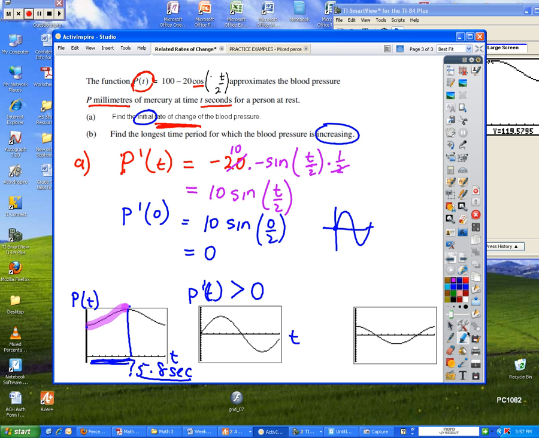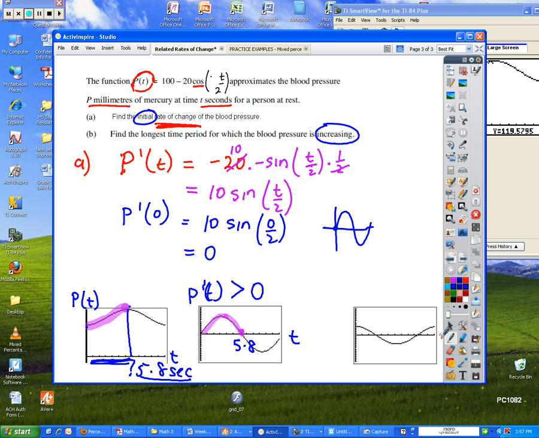So let's have a little look over here where it is greater than 0. Well, here's our P'(t) axis. Here, it's greater than 0. It's decreasing here, but it's still positive, isn't it? It's still greater than 0. So once again, we come down to this same point, approximately 5.8 seconds. So we could use the graph of the derivative and where the derivative is positive.